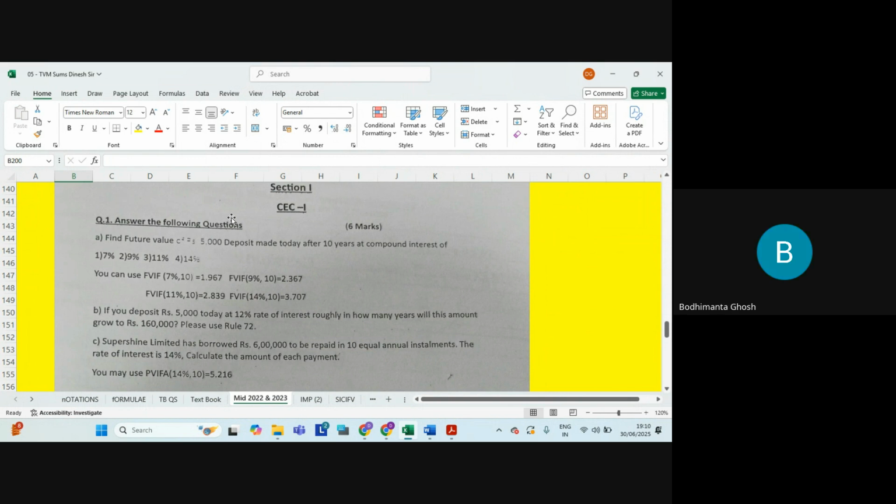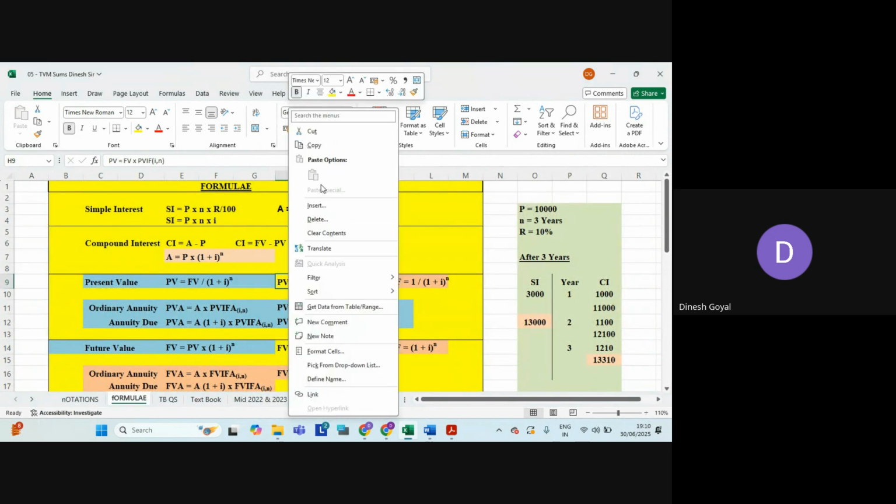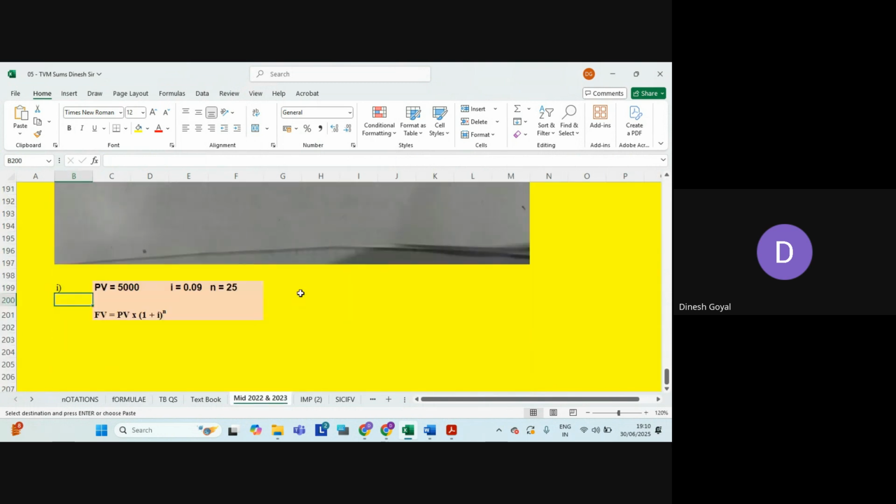Sir, you write the given first. I can't wait, I'm just showing the question. To write the given, the PV is 5,000, N is 10 years, and 7%, then 9, 11, and 14. So here we can use any formula, right? Depending on what is given.